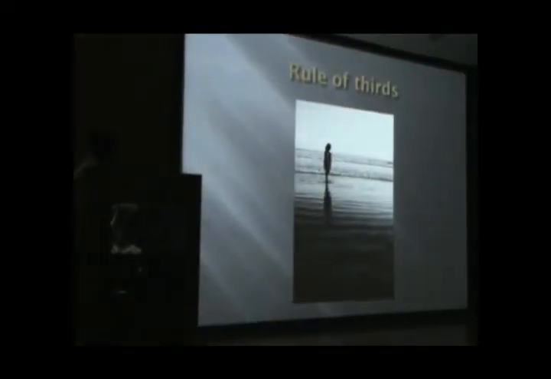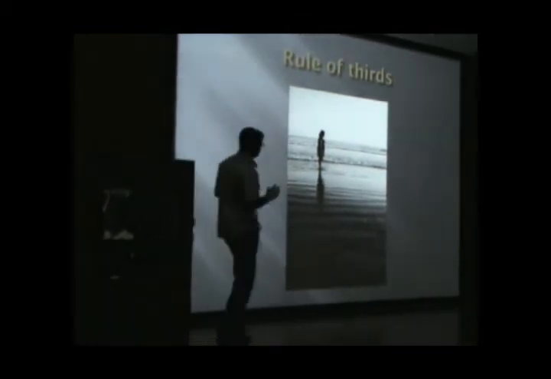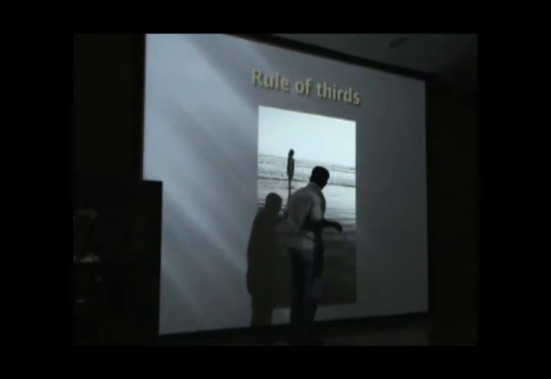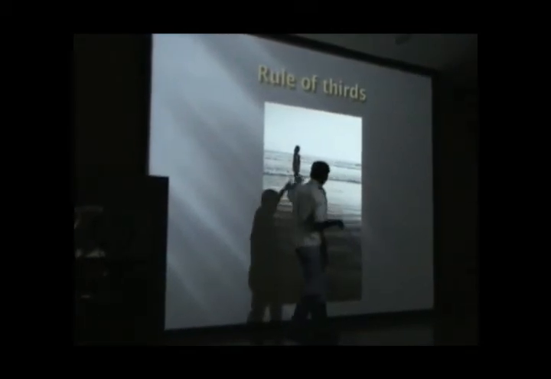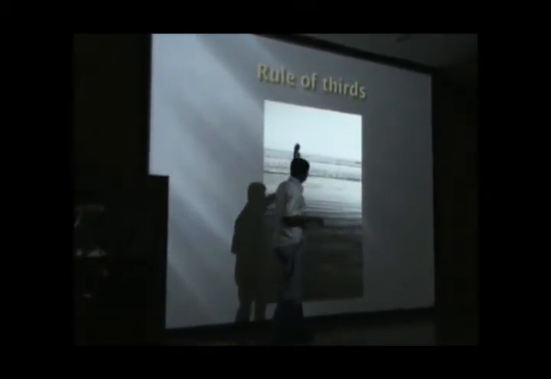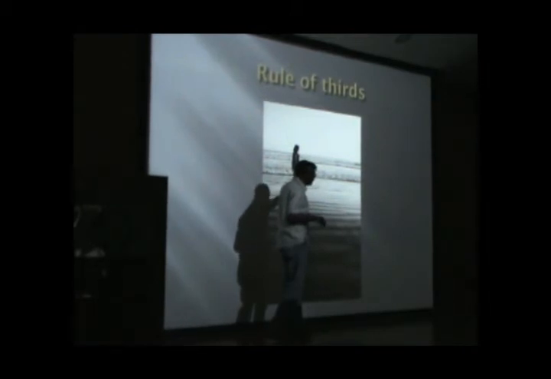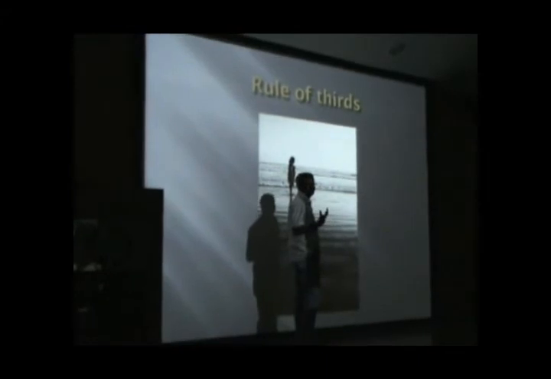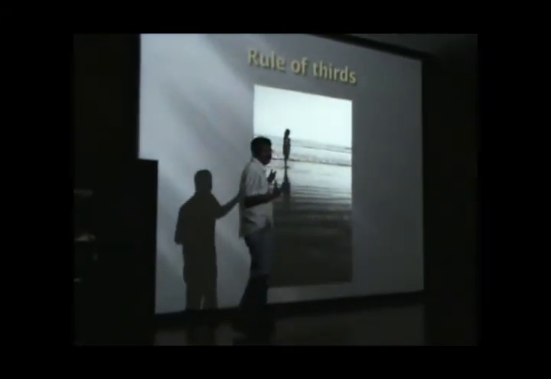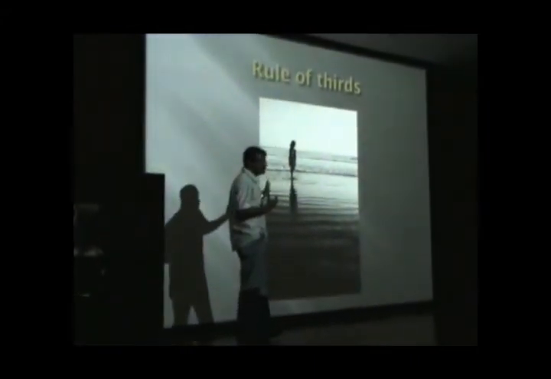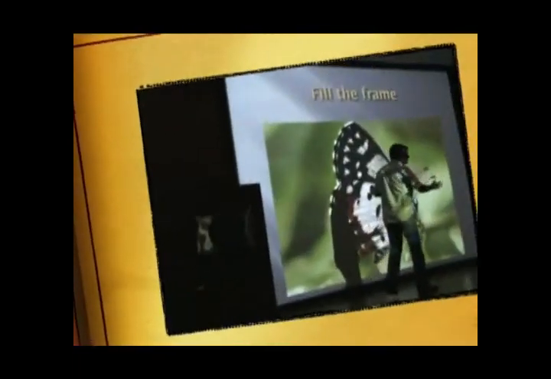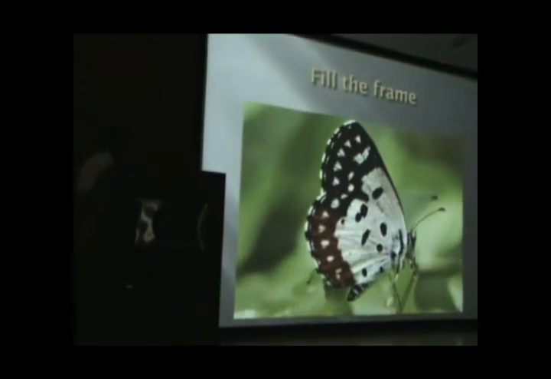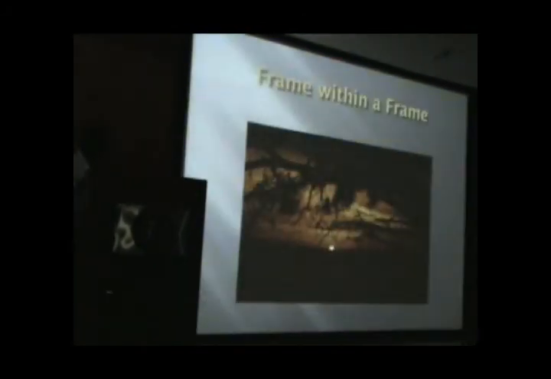If you look at this picture, imagine this subject, if you divide this frame into two vertical lines and two horizontal lines, she is at that intersection, right? Imagine the same picture, she is standing in the middle. Which one do you think is effective? This one, right? I don't know why that is so, but that is so. That is called fill the frame.